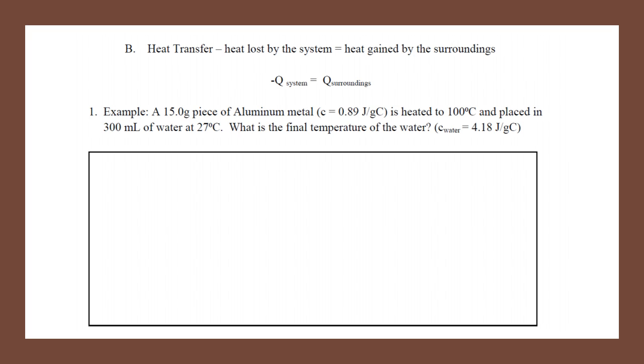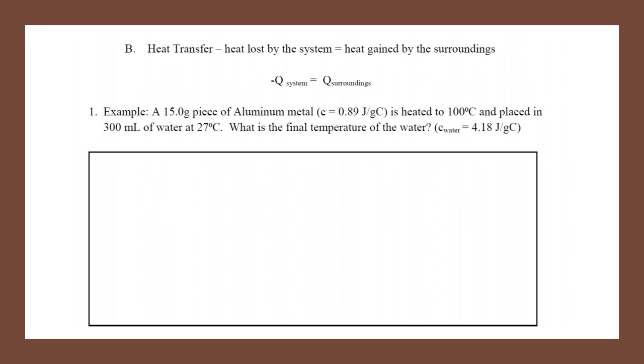In this next section, we're going to look at what we do when we combine two things together, where something is at a higher temperature and it is combined with something at a lower temperature. So in this example, we've got a 15-gram piece of aluminum metal, and it gives us the specific heat of aluminum. It is heated to 100 degrees Celsius, and it's placed in 300 milliliters of water at 27 degrees Celsius.